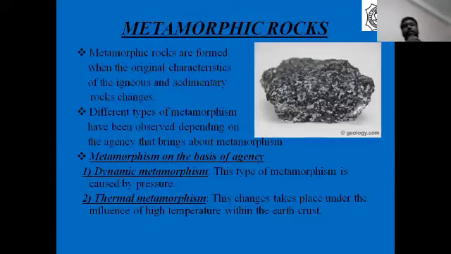Next is metamorphic rock. Metamorphic rocks are formed when the original characteristics of igneous and sedimentary rock change under high temperature and high pressure. Different types of metamorphism have been observed depending on the agency that brings about metamorphism. There are different agents which cause metamorphism in rocks.